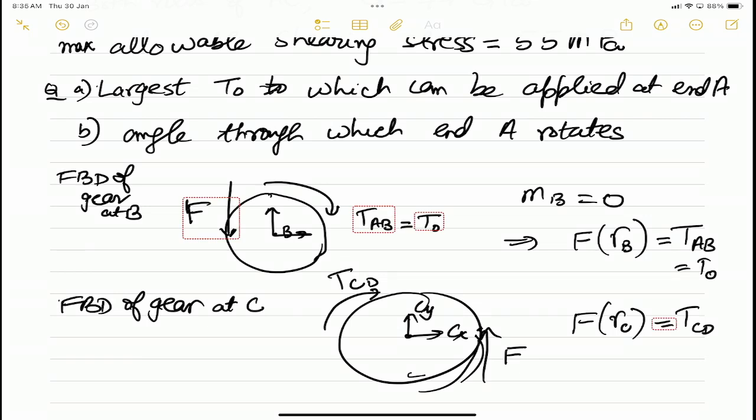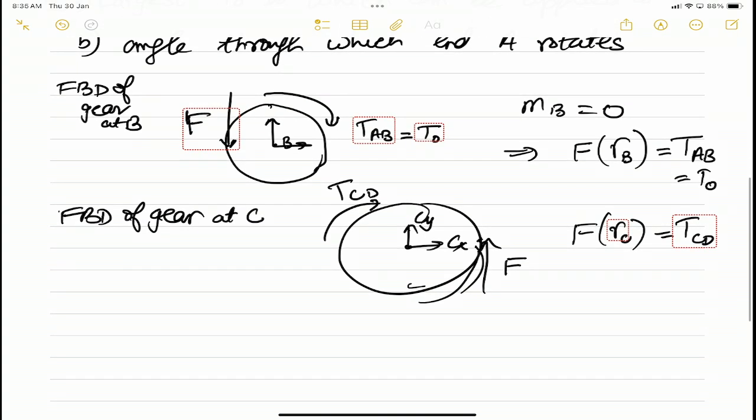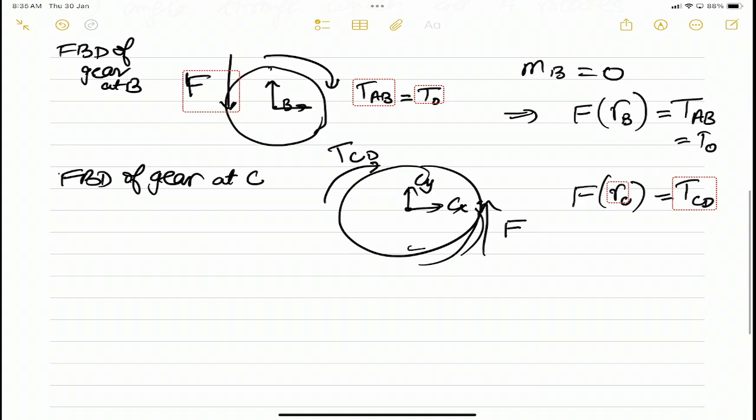So what do I get from here? I get the torque which is transmitted in CD. How is that related to T0 using this relation? It is a ratio of the two radii. But when you do it through F, it becomes very clear why it is the ratio of the two radii. And then the other thing which I need here, so from here what I can do is, when I work it out, I will get TCD.